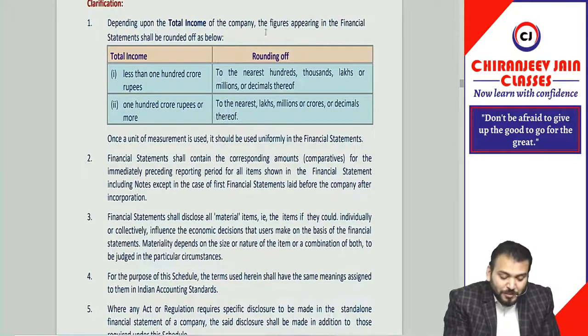Depending on the total income of the company, the figures appearing in the financial statement shall be rounded off as follows. If the total income is less than 100 crore rupees, rounding off will be to the nearest of hundreds, thousands, lakhs, or millions or decimals thereof. If the total income is 100 crore or more, then rounding off will be to the nearest of lakhs, millions or crores or decimals thereof. In the first case we can round off to hundreds also, but in case of 100 crore or more, we can round off to the nearest of lakhs, millions or crores. We cannot round off to hundreds or thousands. Understood? This was one point. I hope you have understood this point.